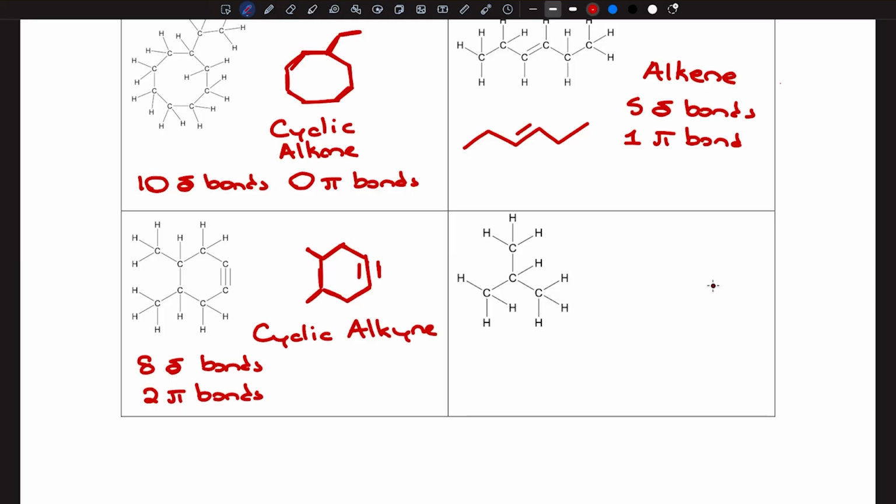And this next structure is kind of easy. We have these 3 carbons in a line, and then 1 carbon branching off. This is very clearly an alkane with 3 sigma bonds and 0 pi bonds.